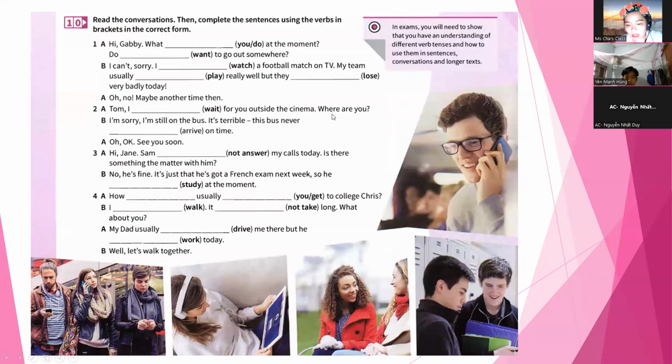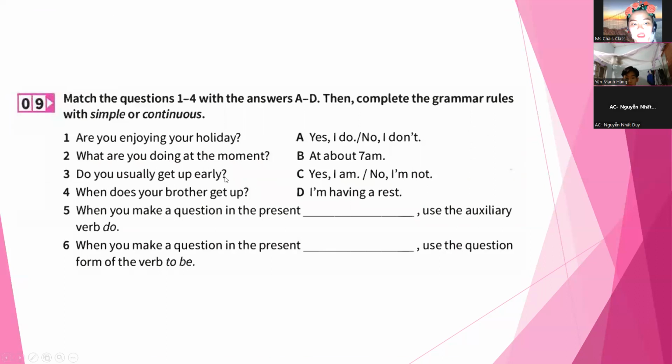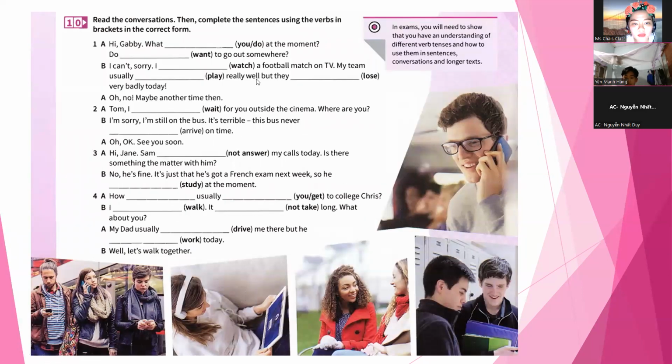So last time we were able to talk about this, right? We were able to rewrite the verbs using the third person, -s, -es or -ies, as well as the -ing form of the verb. Now, we also came up with matching the questions with the answers in A to D, then completing the grammar rules with simple or continuous. So I think we also did activity 10, wherein all you have to do is to complete the sentences using the verbs in the brackets, okay?